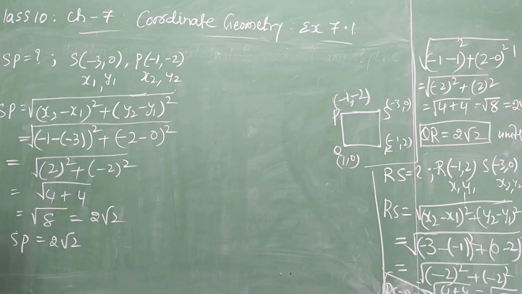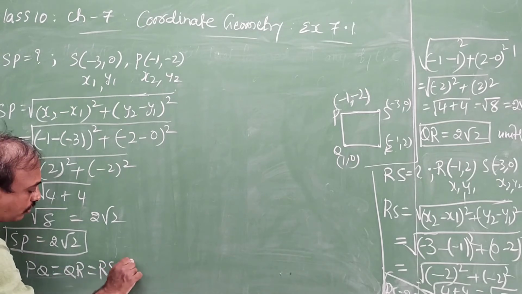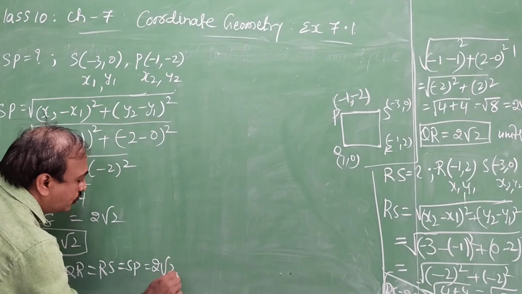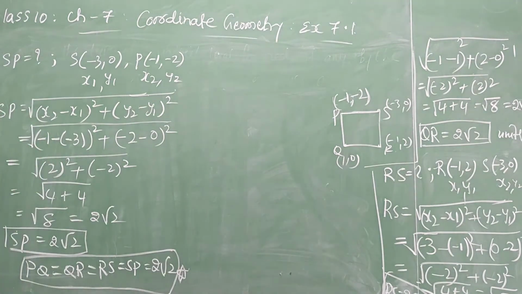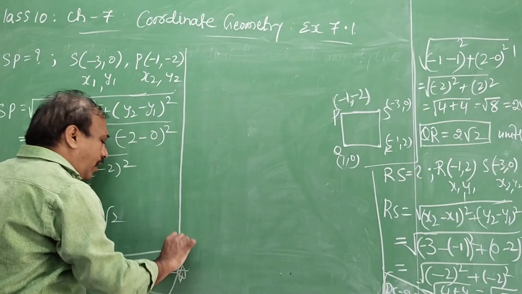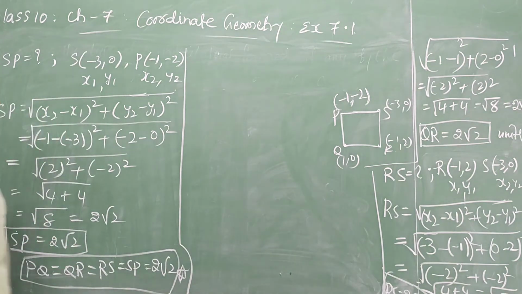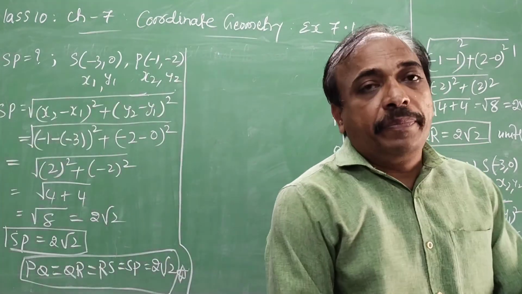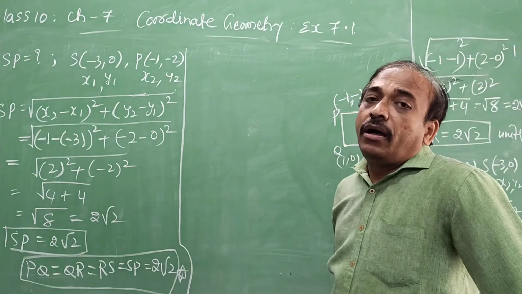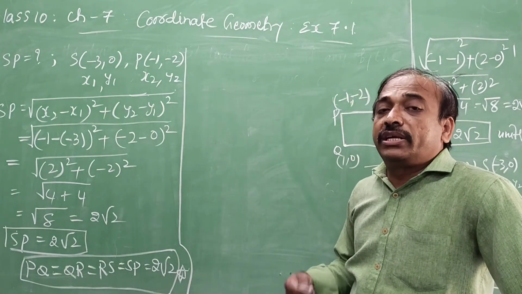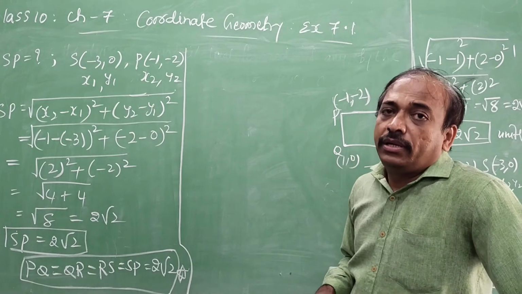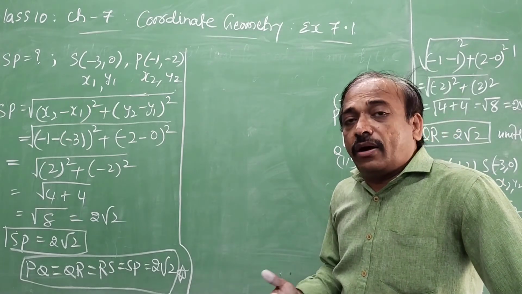Now by seeing this, all the distances that we got, PQ is equal to QR is equal to RS is equal to SP, which is equal to 2 root 2. So all the sides we got are equal. But now all sides are equal, what can we say about it? Whether it is a square or a rhombus. Now when you get all sides equal, it is our responsibility to decide whether it's a square or a rhombus.